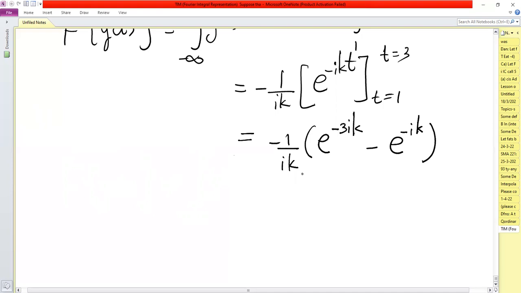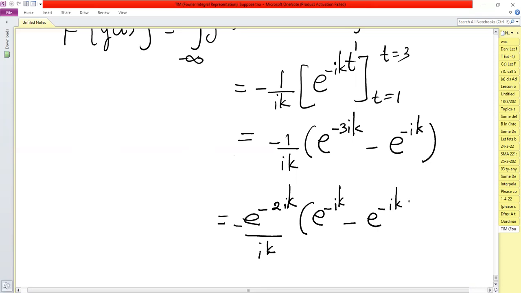And you see we can write this one as e raised power negative 2 i k into, so just say i k, it's a negative sign here. So when I factor this out, I need to multiply this one by e raised power negative i k, and then e raised power negative i k. But this now should be plus, so that I still have the original expression.